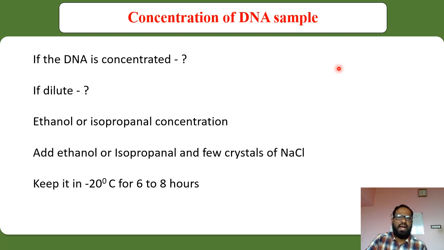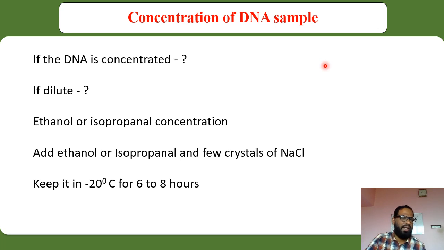I already said that for any recombinant DNA technology experimentation, it may be PCR, it may be cloning or something else, you have to have a minimum quantity of the DNA molecule. And if the DNA is already concentrated, you need not go for any concentration step. Just by means of the viscosity, you can judge whether the sample is a concentrated DNA or a dilute DNA, just by observation.